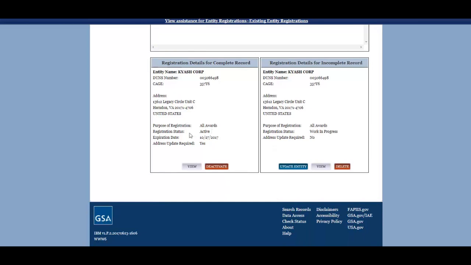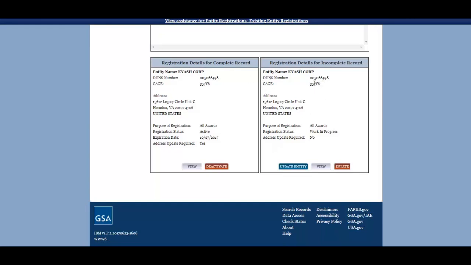Purpose of registration, all awards, which means all grants, contracts, any kind of financial transaction with the government other than personal transactions are what's covered here. My registration status is active. As you can see, my expiration date is 10/27/2017. So now over here is registration details for incomplete record.